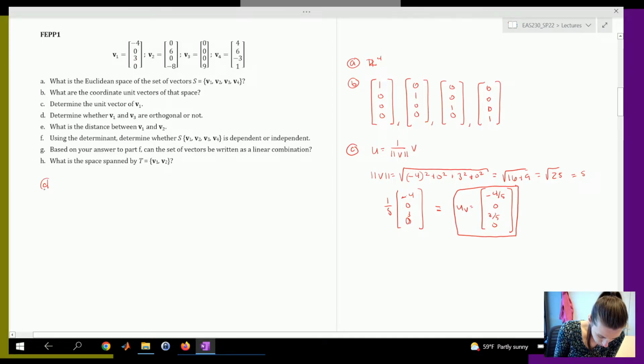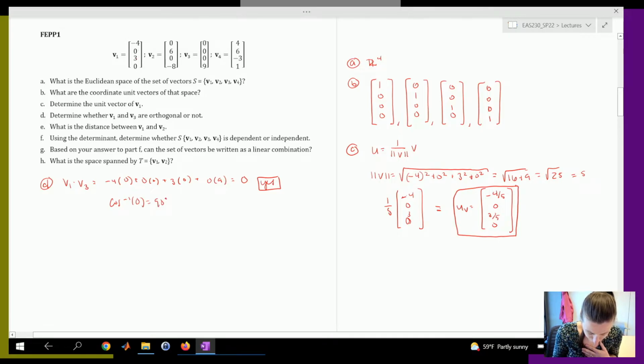For D, determine whether the vectors are orthogonal or not. Orthogonality happens if our angle is 90 degrees, if they're perpendicular to each other. That happens if the dot product is equal to 0. So I need to calculate the dot product between V1 and V3. So V1 dot V3 is negative 4 times 0 plus 0 times 0 plus 3 times 0 plus 0 times 9, or 0. So yes, they are orthogonal, because the dot product is 0, because cosine inverse of 0 equals 90 degrees.